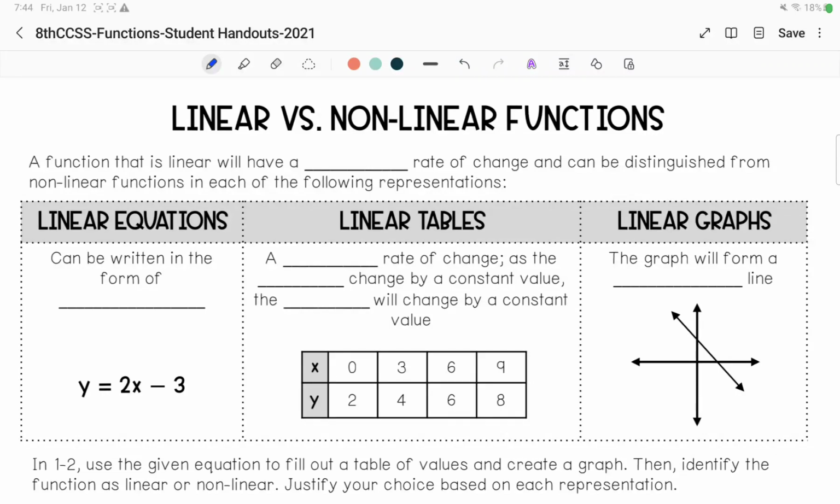So before, we talked about how to identify whether a relation was a function or not, and we said that each input has to have exactly one output. And we talked about our vending machine.